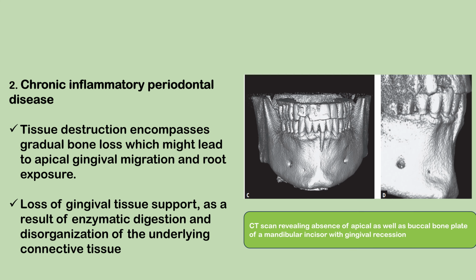Second cause is chronic inflammatory periodontal disease. Due to periodontal disease, there is tissue destruction which leads to gradual bone loss and apical gingival migration and exposure of the root surface. Loss of the gingival tissue support as a result of enzymatic digestion and disorganization of the underlying connective tissue leads to presentation of gingival recession. In this diagram, a CT scan reveals the absence of the apical as well as buccal bone plate of a mandibular incisor with gingival recession.